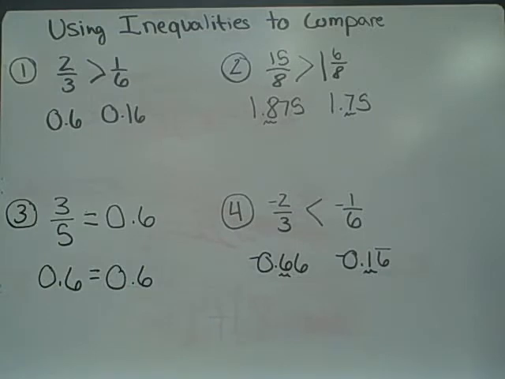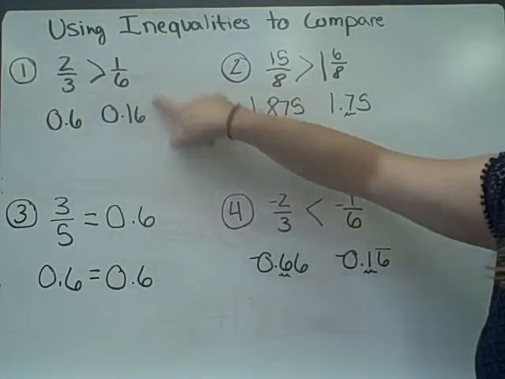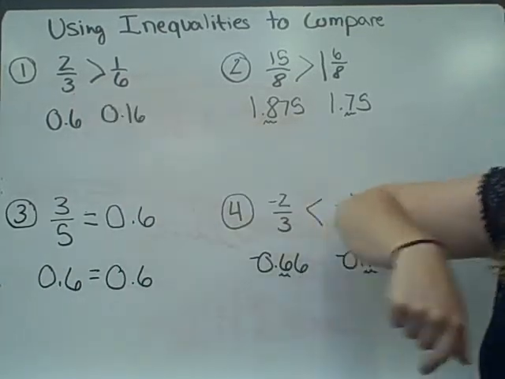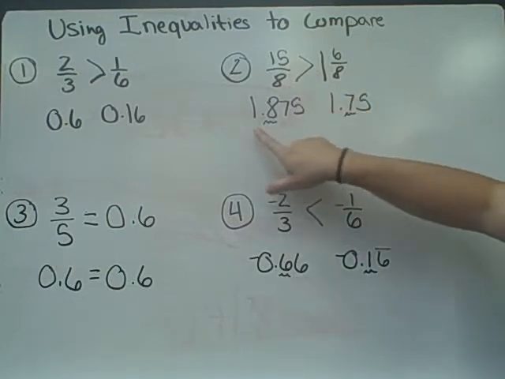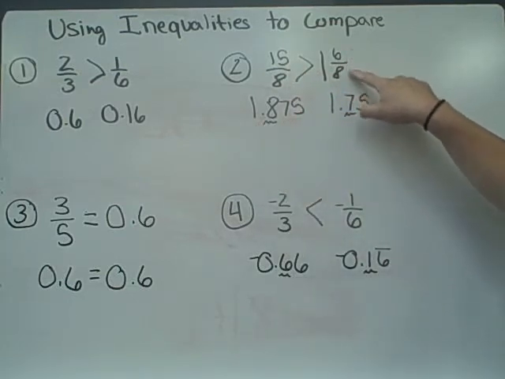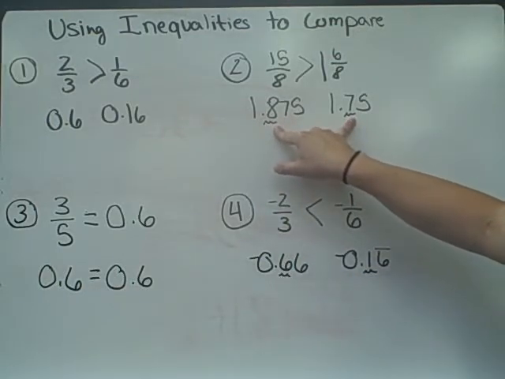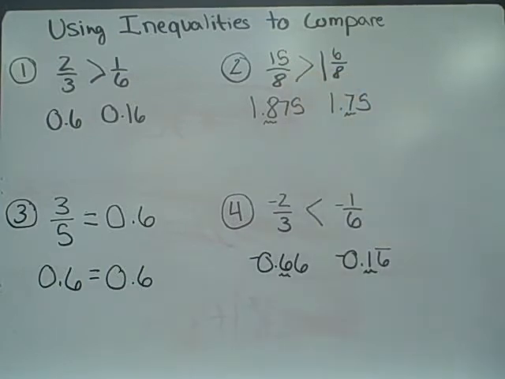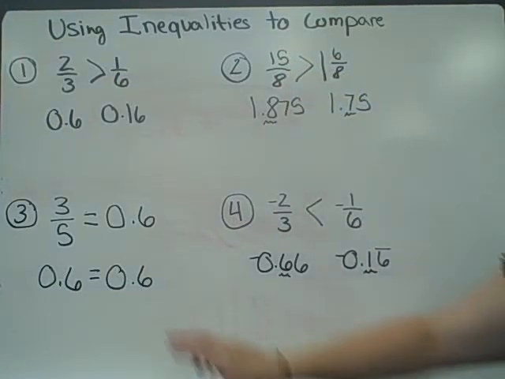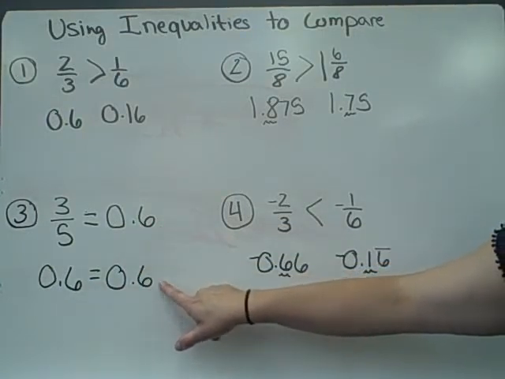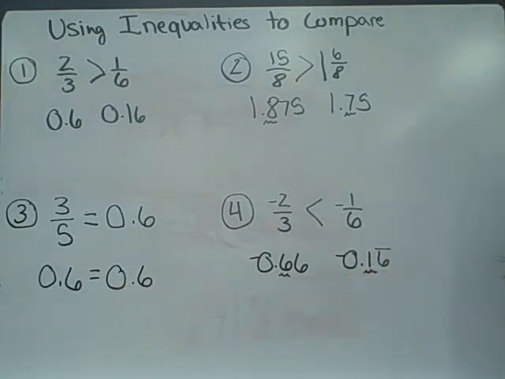Using inequalities to compare. We're going to use those greater than or less than symbols. Again, we're changing them to decimals. 2/3 is 0.6, and 1/6 is 0.16. The 0.6 is bigger, so therefore 2/3 is bigger. 15/8 is 1.875. 1 6/8 is 1.75. The ones are the same. The 8 is bigger than the 7, therefore 15/8 is bigger than 1 6/8. 3/5 comes out to be 6 tenths. Comparing it to 6 tenths, that is the same, so we're going to write an equal sign in the middle.